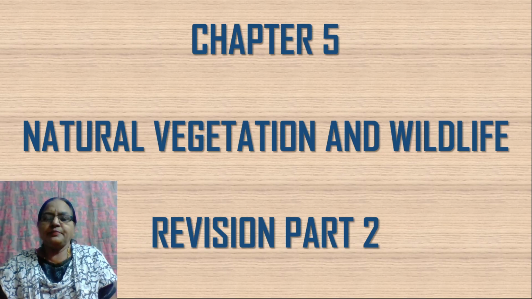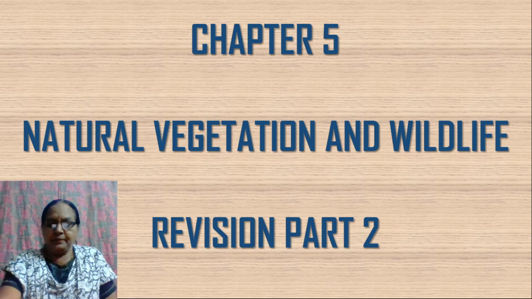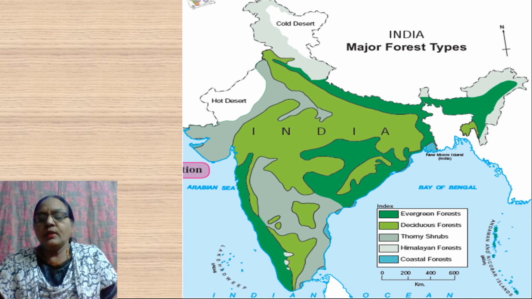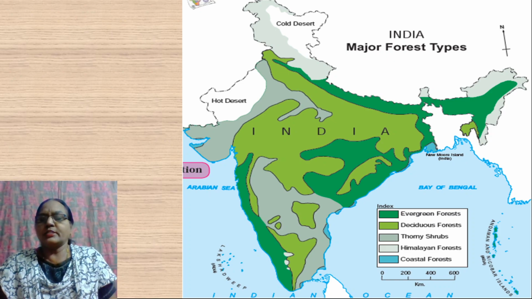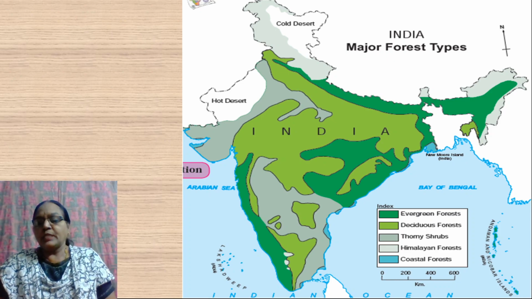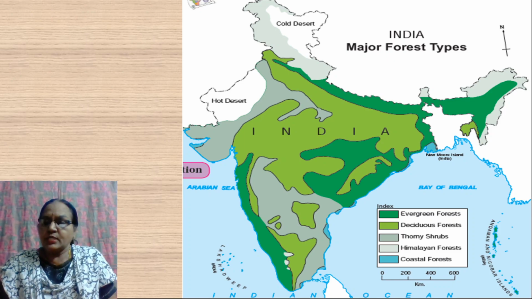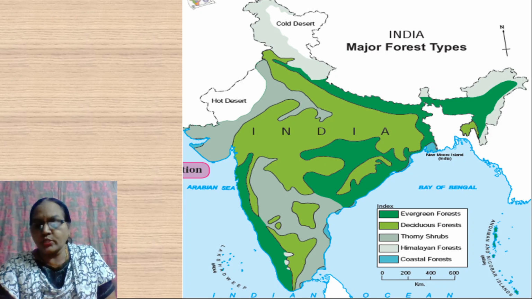Good morning, children. Today we are going to study the natural vegetation and wildlife of India. Now here we are going to see the type of forests that we have in India. Okay, so the types of forests are evergreen forests, deciduous forests, thorny shrubs, Himalayan forests and coastal forests. Okay, so this index will show you the type of forests that we have in India.